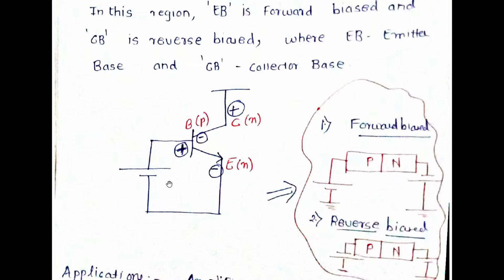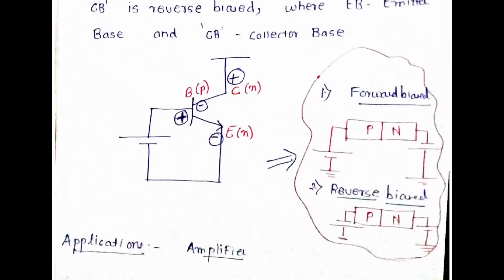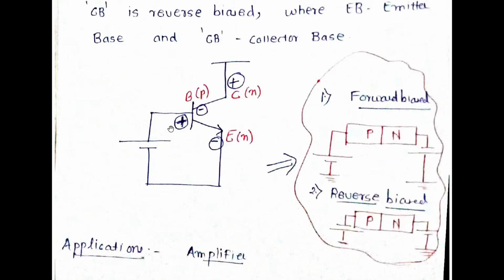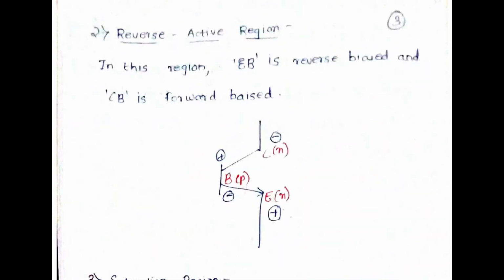So when my EB is forward biased and my CB is reverse biased, the BJT is said to be running in the forward active region. The application of the forward active region is the amplifier. All the kinds of amplifiers that are drawn or used with a BJT are operated in the active region. I hope I'm very clear with this.